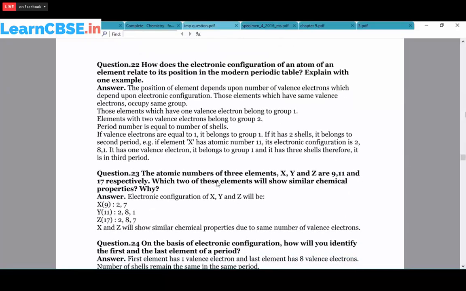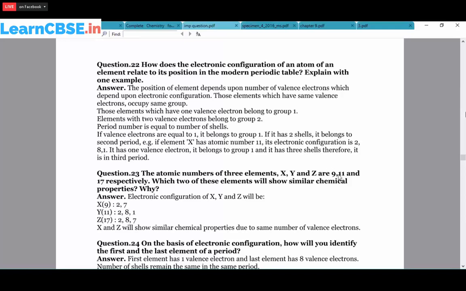Okay, so now the atomic numbers of the 3 elements X, Y, Z are 9, 11 and 17 respectively. Which two of these elements will show similar chemical properties? Okay, so X has atomic number 9, so it means there are 9 electrons. How will we split? 2 electrons we place in the first shell, and 7 electrons in the second shell.